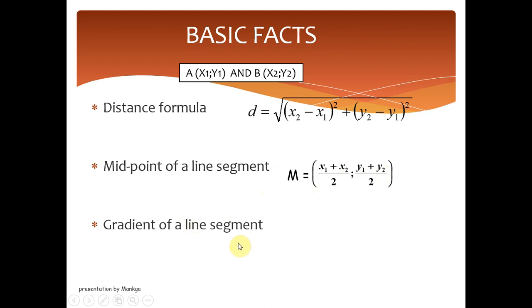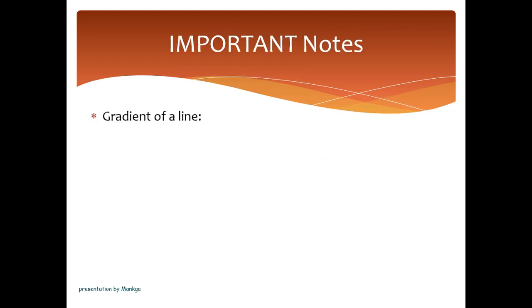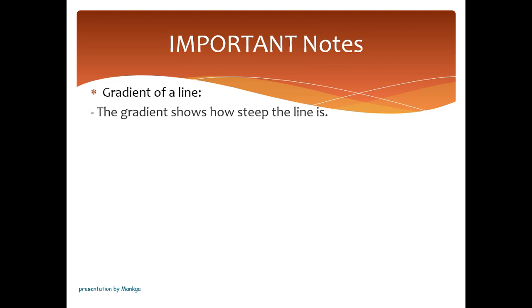Gradient of a line segment. We know this one is the slope, how steep the line is. If a line is horizontal, flat on the surface, the gradient of that line should be 0. If a line is vertical, or perpendicular to the surface, it has no gradient, it's undefined. The gradient shows how steep a line is.